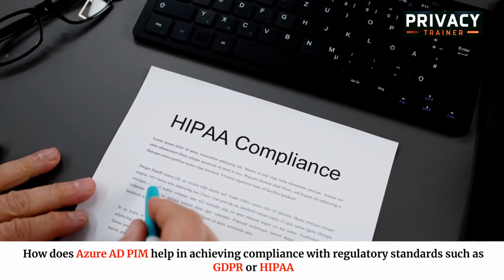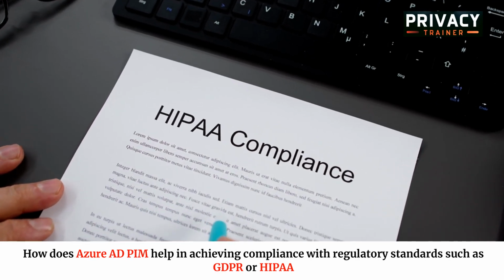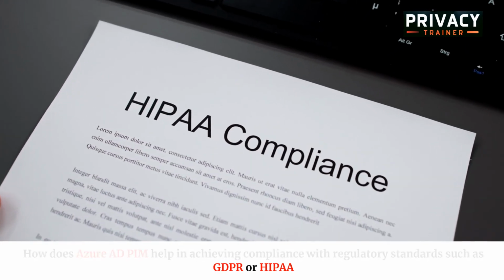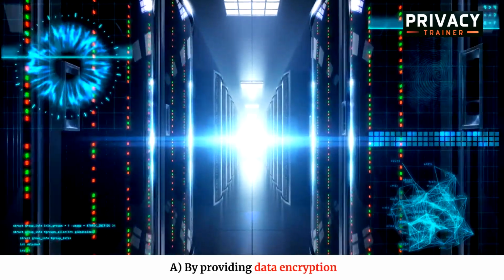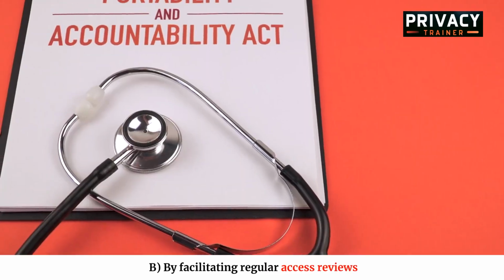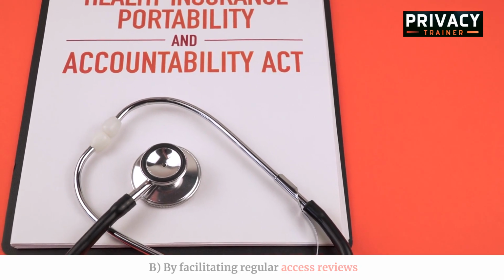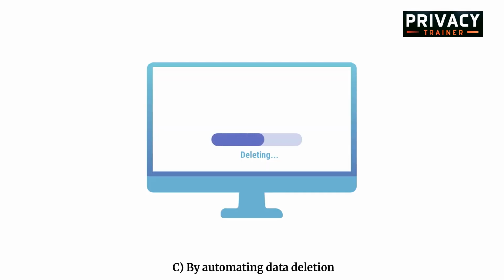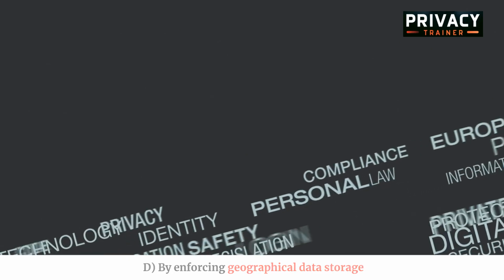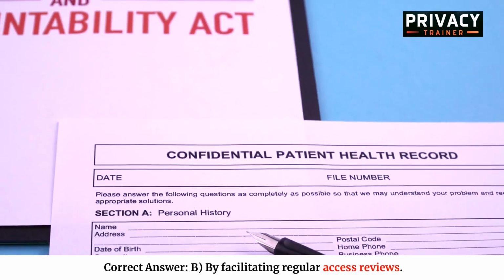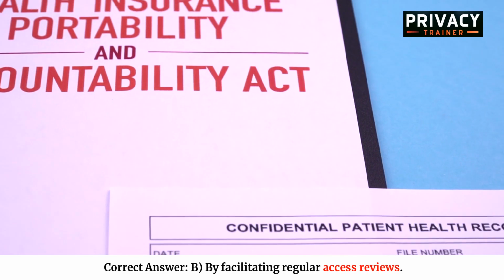How does Azure AD PIM help in achieving compliance with regulatory standards such as GDPR or HIPAA? A. By providing data encryption. B. By facilitating regular access reviews. C. By automating data deletion. D. By enforcing geographical data storage. Correct answer: B. By facilitating regular access reviews.